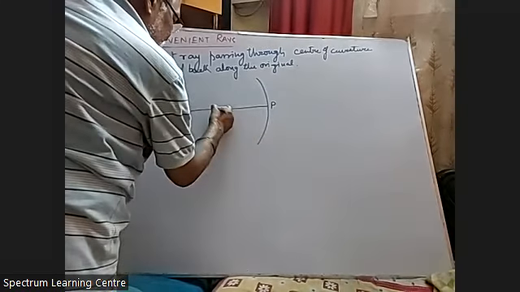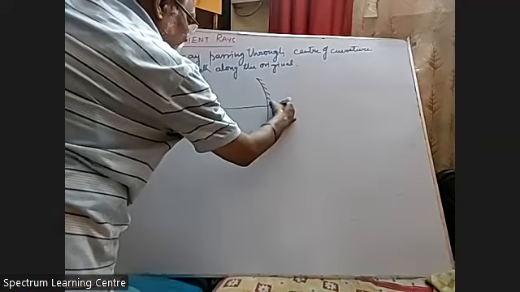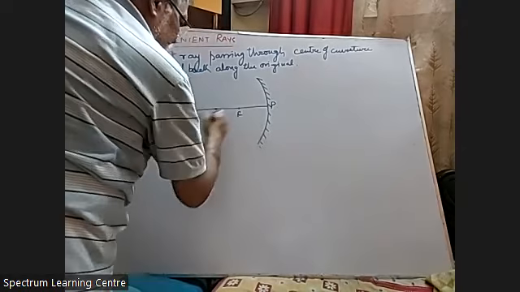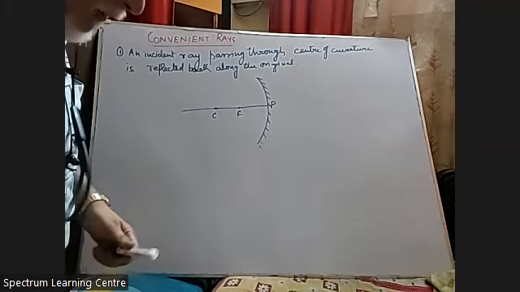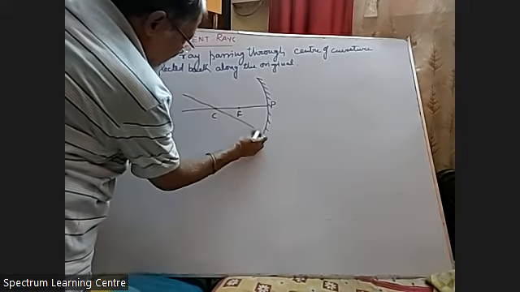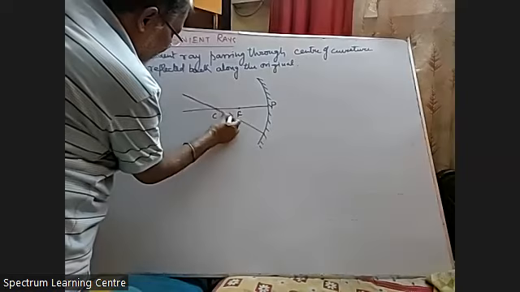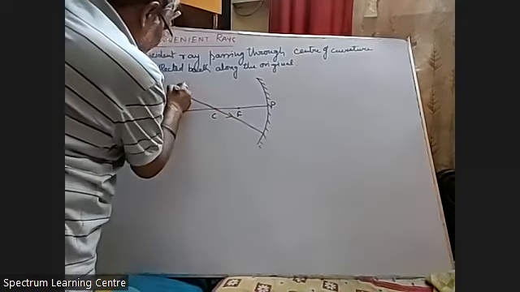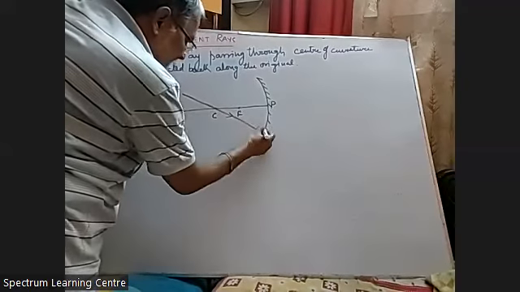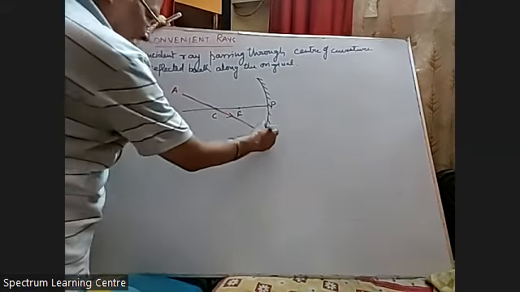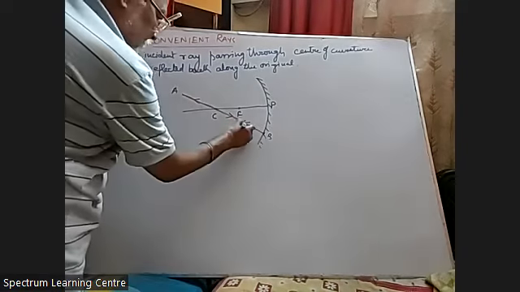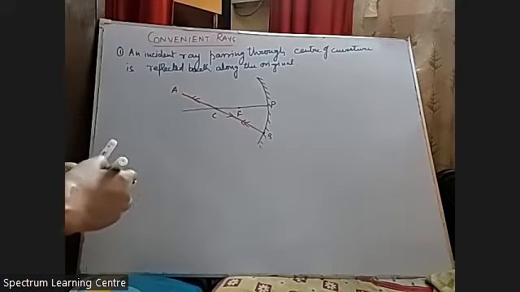If this is P, this is C, always write this FPC. Now I'll take a ray through C. This is the incident ray, right? Suppose this is the incident ray AB, and CB at this point is normal. So it will be reflected back only. Understood? Yes, sir.